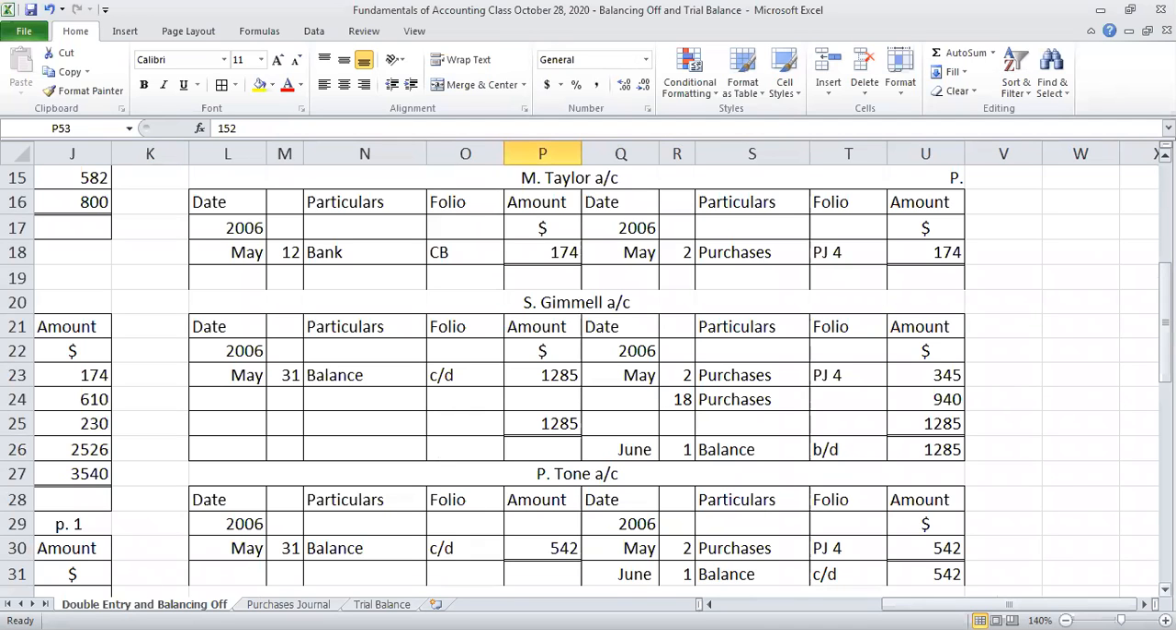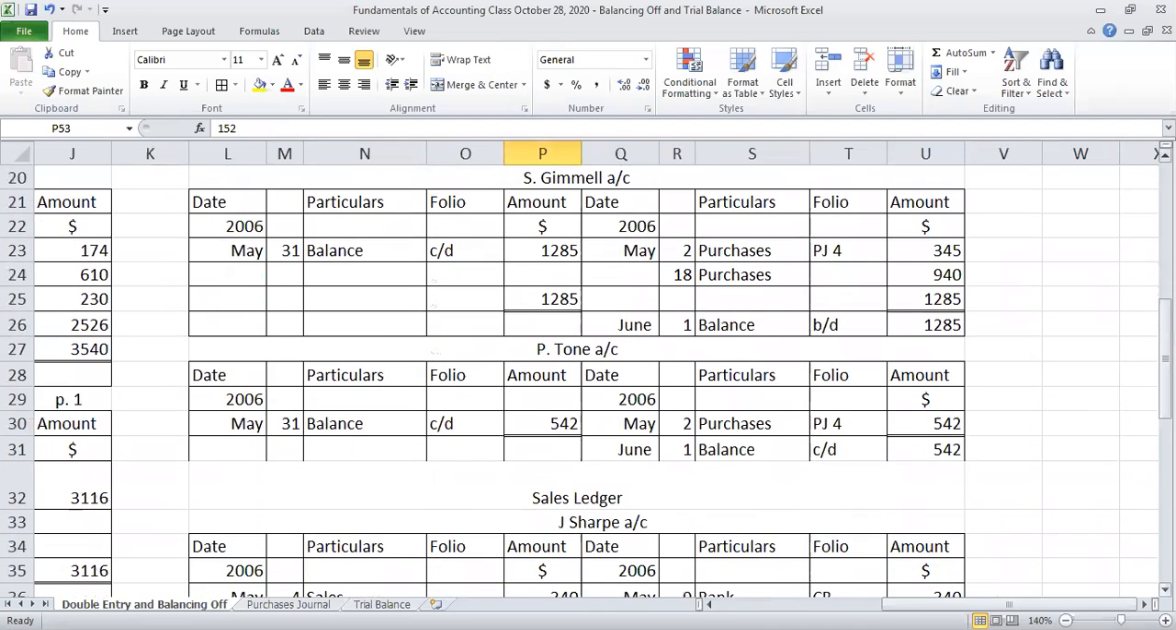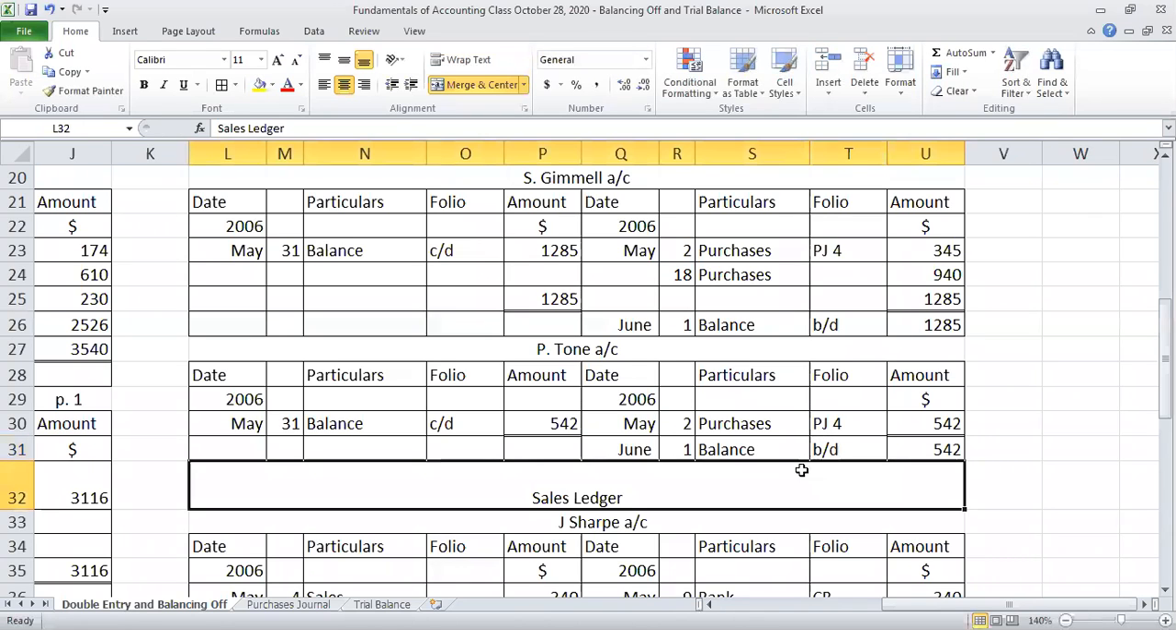Then P Tone as well, with a credit balance of 542. So P Tone has a credit balance of 542, so therefore it will also go on the credit side. It should be b/d, not c/d. All right, so it'll be 542. So P Tone.